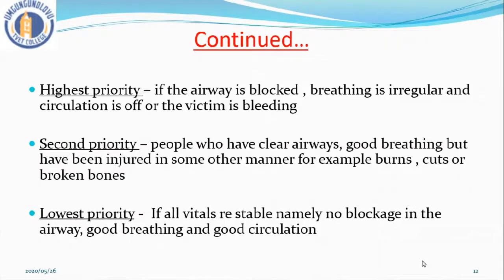We also prioritize people with the highest priority, second priority, and lowest priority. Highest priority. If the airway is blocked, breathing is irregular, and circulation is off, or the victim is bleeding. Second priority. People who have clear airways, good breathing, but have been injured in some or other manner, for example, burns, cuts, or broken bones. The lowest priority. If all vitals are stable, namely there is no blockage in the airway and breathing is good and circulation is good.